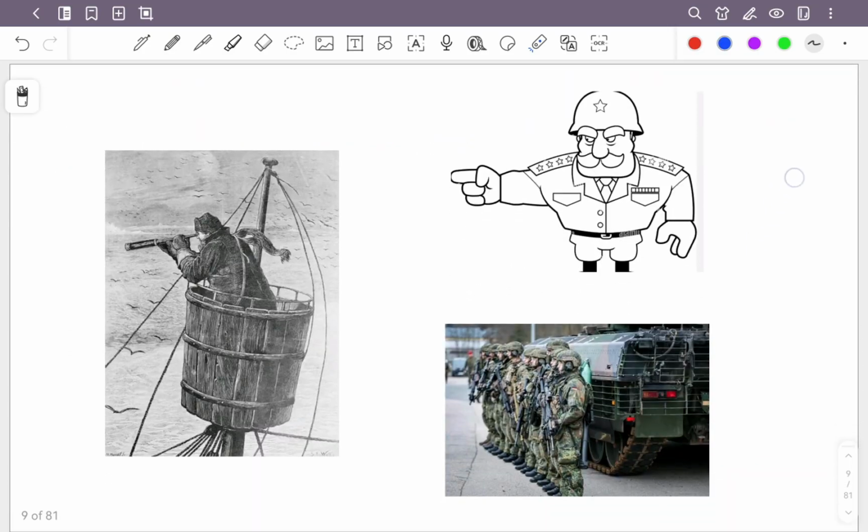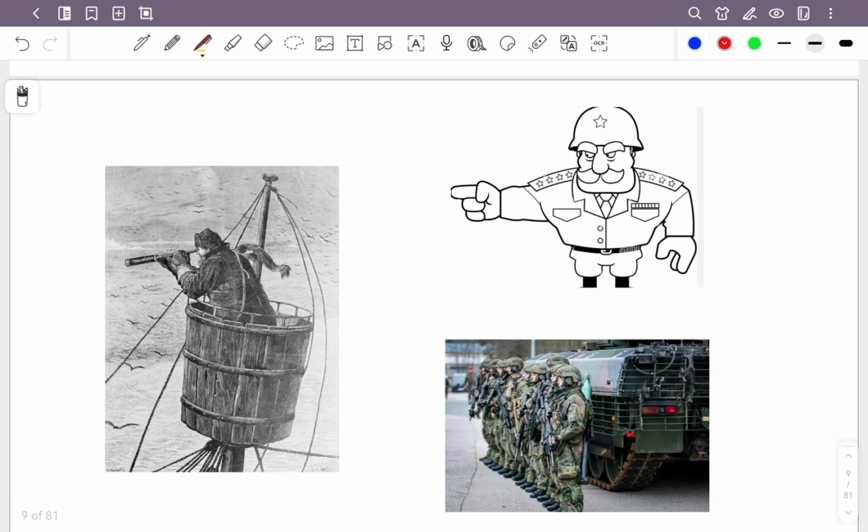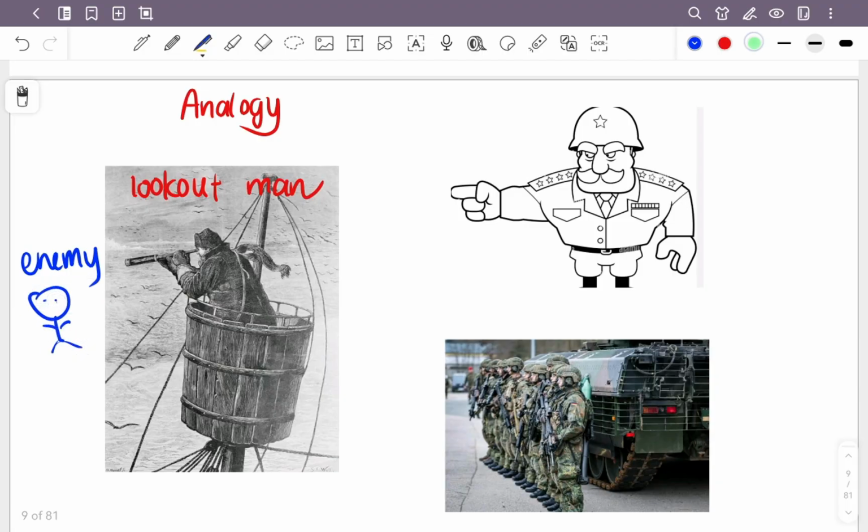Now let's look at this example. This is another analogy. An analogy is when I'm trying to describe something with a suitable example. This is a lookout man. For example, in a war, there will be a lookout man, correct? They always watch whether there are enemies coming or not. Let's say now you have an enemy. So this lookout man detects the stimulus. The stimulus is the enemy, correct? So this lookout man is like the receptor.